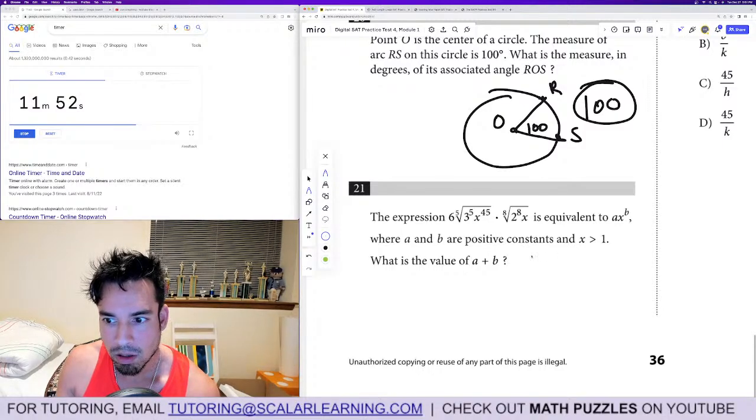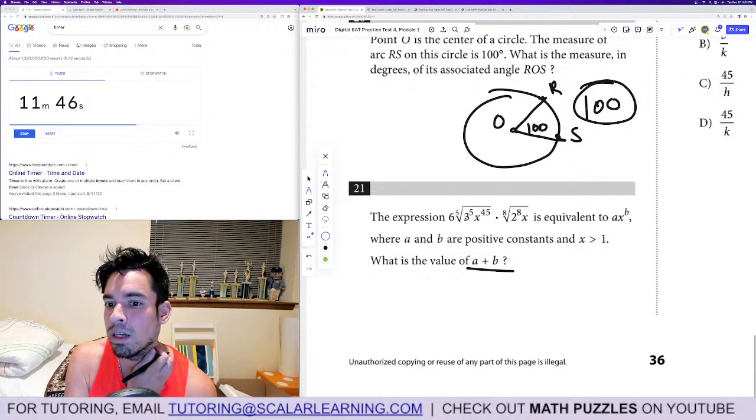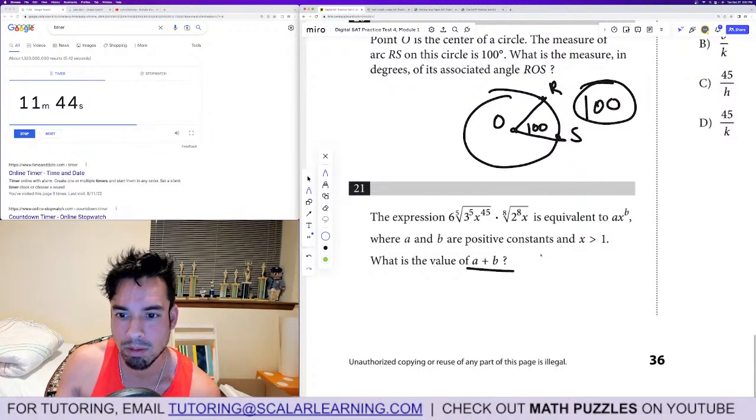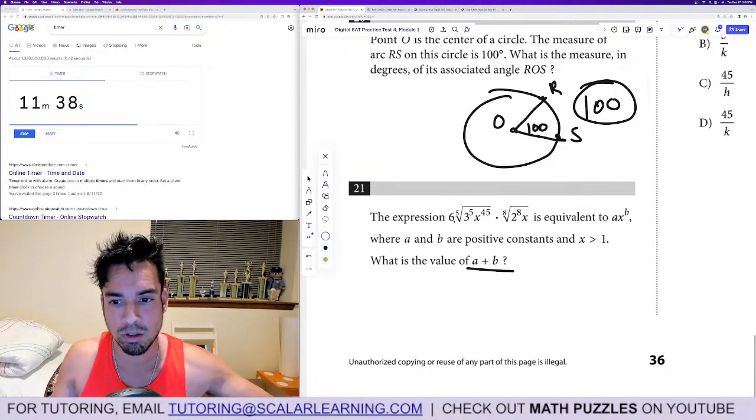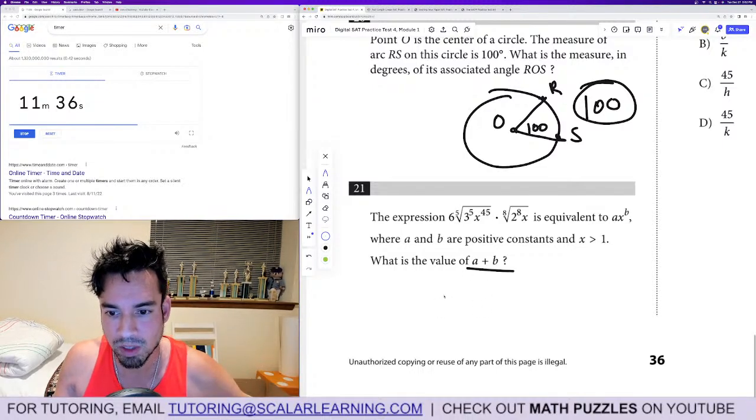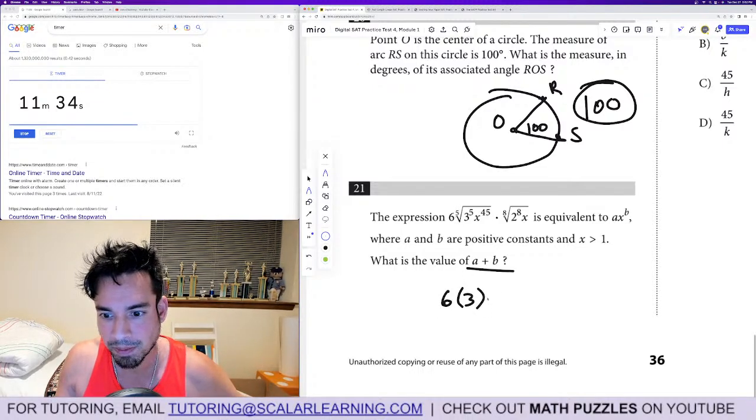Okay. What is the value of A plus B? So let's go ahead and multiply this out. So they're different radicals. Wait. Oh my God. All right. So we're going to have to simplify. So I'm going to do some quick work here because I take the fifth root of 3 to the fifth. It's like you divide the exponents by that radical number in front. So it's really 6 times 3.